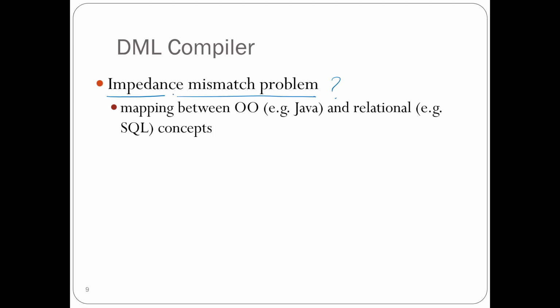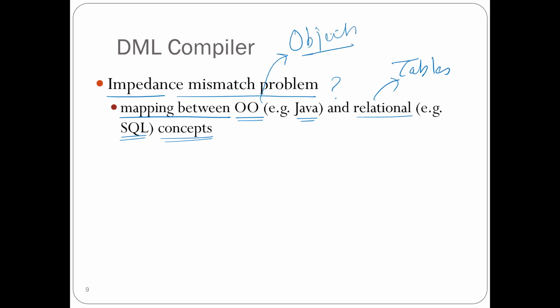So impedance mismatch refers to a problem which needs a mapping between the object-oriented paradigm like Java and the relational concepts. So data in relational databases is represented. Relational, when we are saying, then we are referring to SQL. So in relational databases, the data is represented in tables, whereas in object-oriented programming languages like Java, data is stored in objects, and these are different. Objects are not similar to tables.